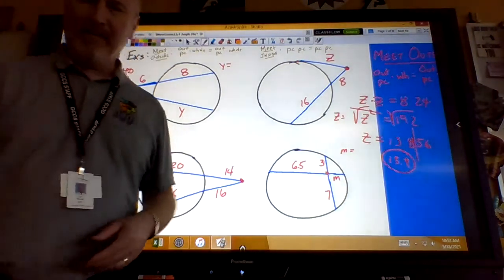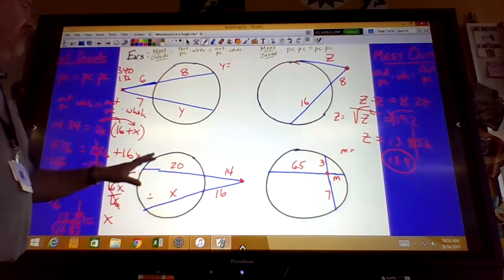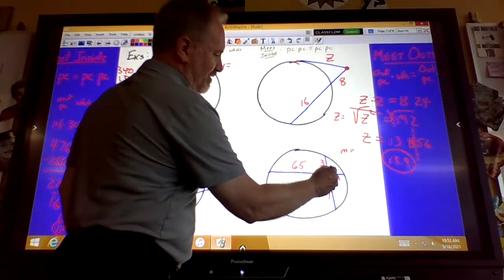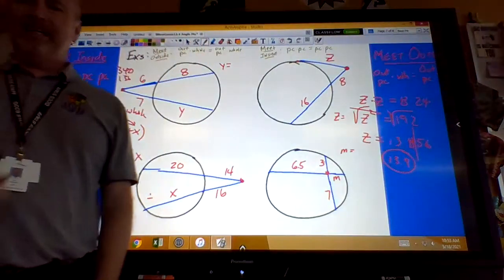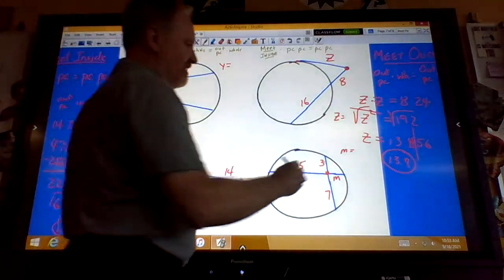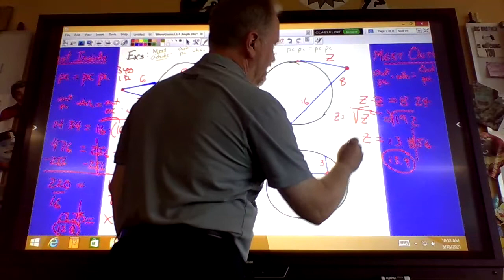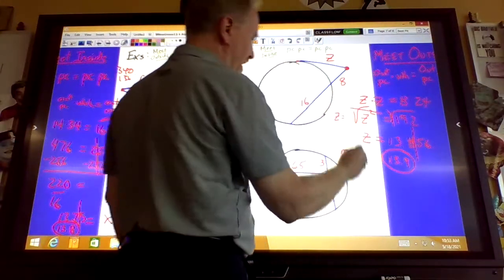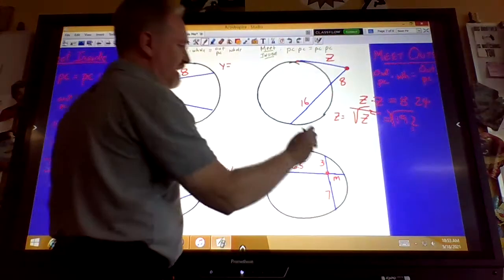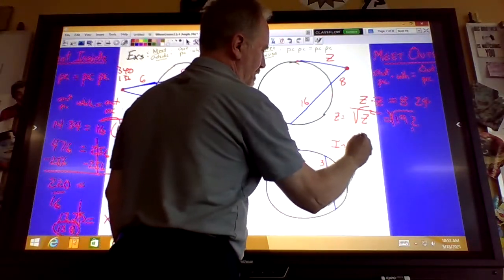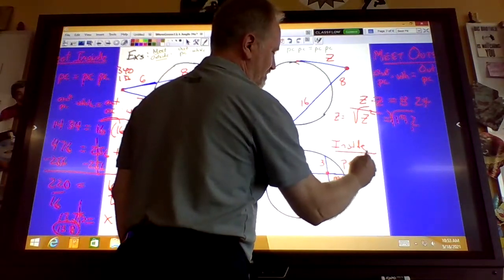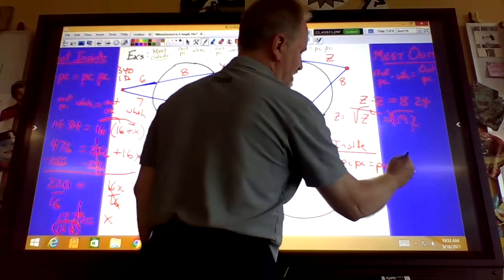Last problem, I do believe. But I am switching gears on you because all three of these have met on the outside. And look what these two guys do. They're meeting on the inside. So we're finally going to get to use that little easy piece times piece equals piece times piece. All right? That's the formula for inside. So when they meet on the inside, it is just piece times piece equals piece times piece.